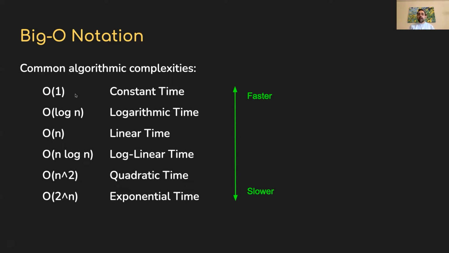So the first one at the very top, O of 1, that's how you pronounce it, O of 1. This is known as constant time complexity. Then we have O log n, also known as logarithmic time. And going downwards, the lower you go here, the slower your algorithm is going to perform, relatively speaking, meaning as your input size grows, an exponential time algorithm is going to take slower and slower versus a constant time algorithm.